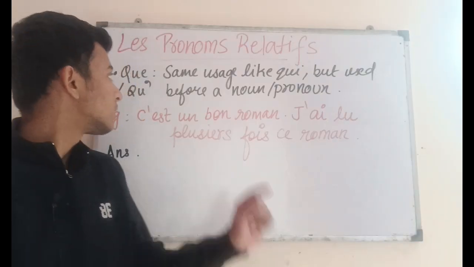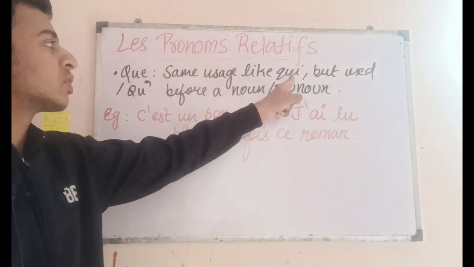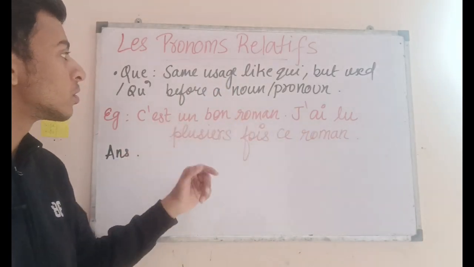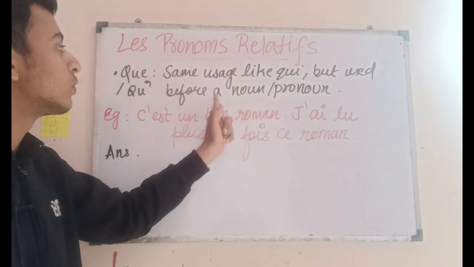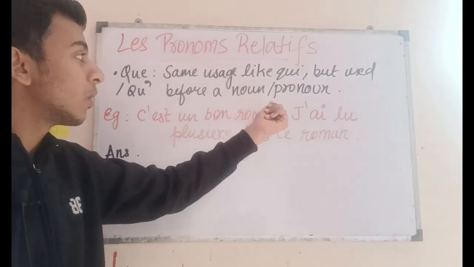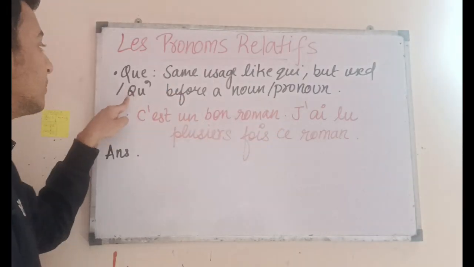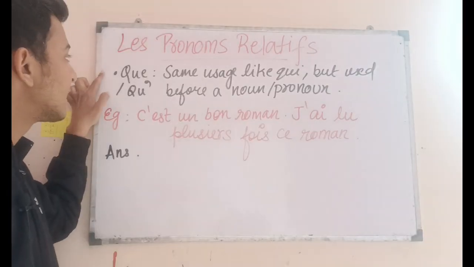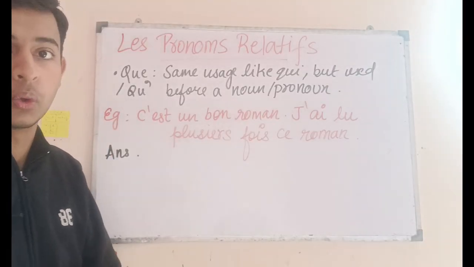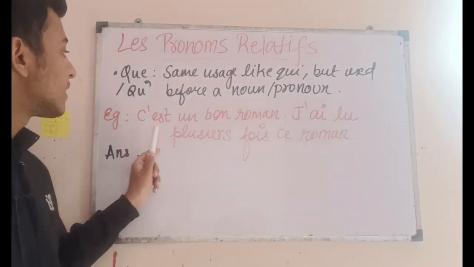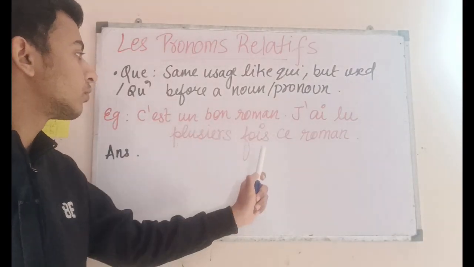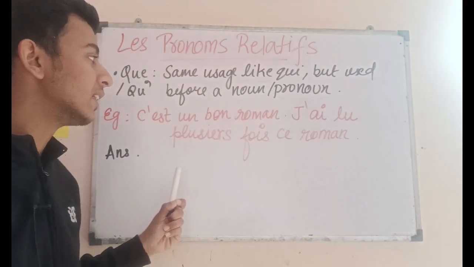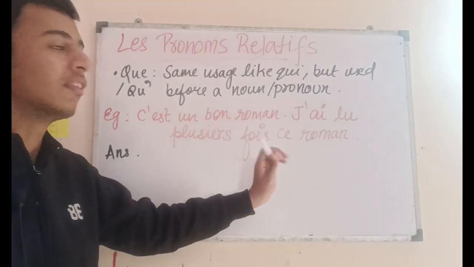Now let's discuss que. Que has the same usage as qui, but is used before a noun or a pronoun. Like qui was used before a verb, que will be used before a noun or pronoun. And if that noun or pronoun starts with a vowel, we'll be using qu' instead of que. The meaning is the same: which or that or who. Example: c'est un bon roman, j'ai lu plusieurs fois ce roman, which means this is a good novel, I have read this novel many a times.